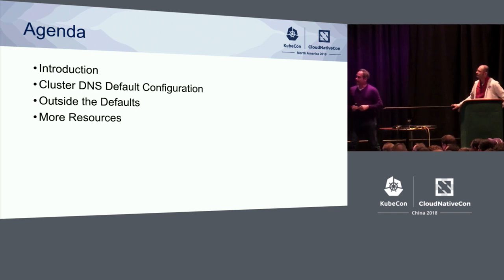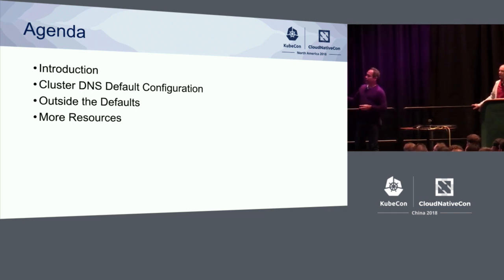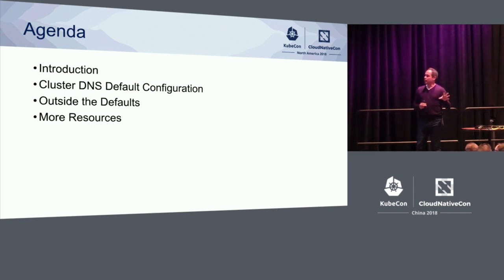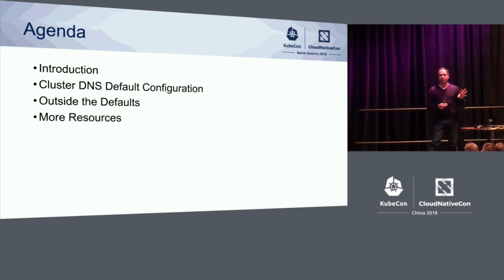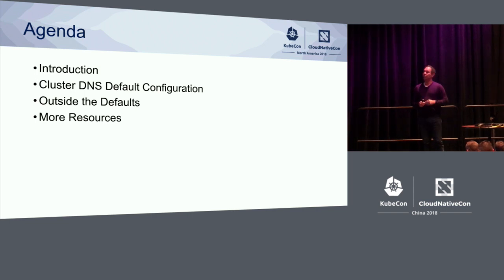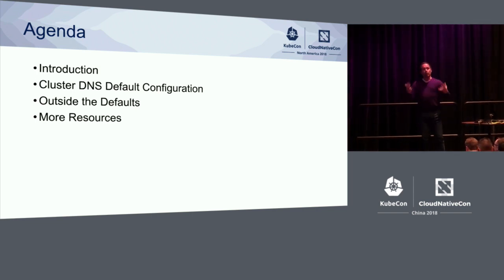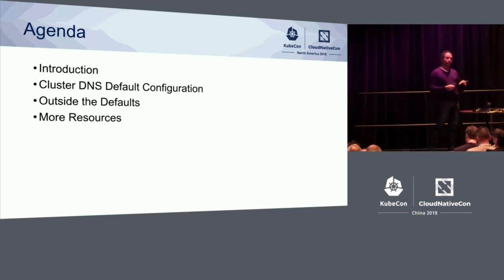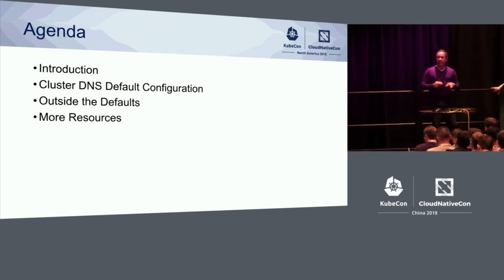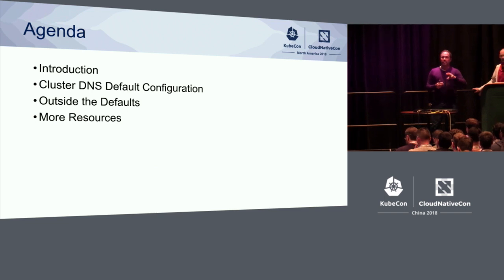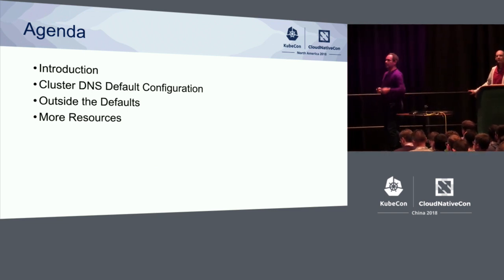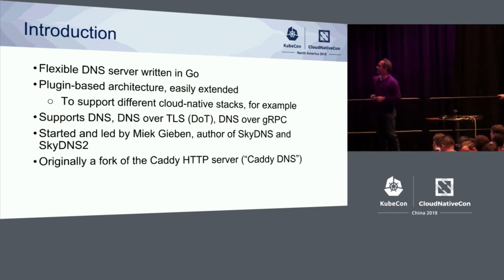So here's our agenda today. I'll give you guys a really brief introduction, 5 more slides, something like that. And then John will come up and he'll talk about the cluster default configuration for CoreDNS. We'll look a little bit at some non-default configurations as well, and we'll give you pointers to more resources. And with any luck, at the end, we'll have a little bit of time for Q&A as well. And we have, I think, mics in the aisles so that we can actually hear you.